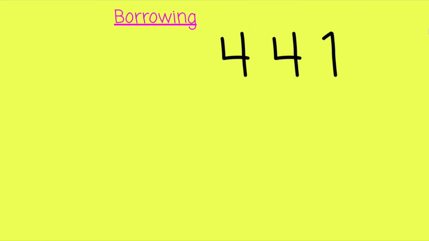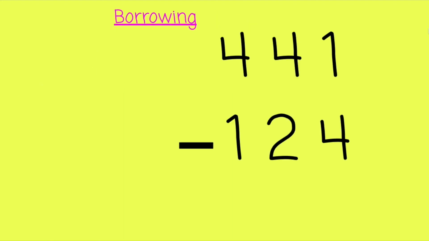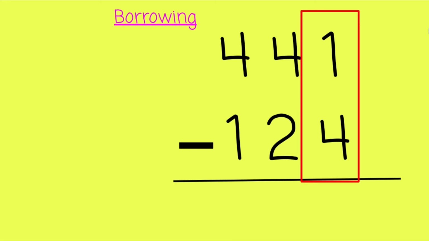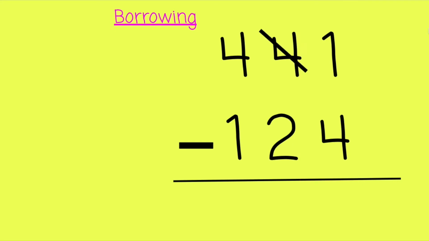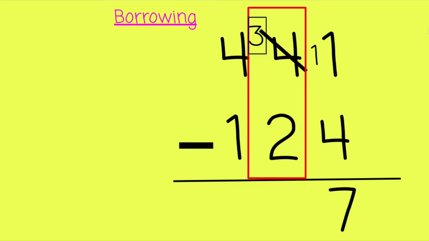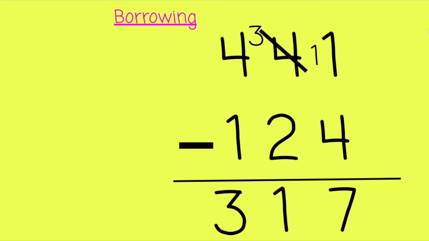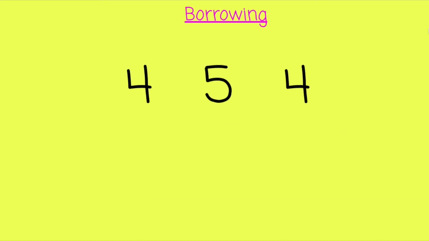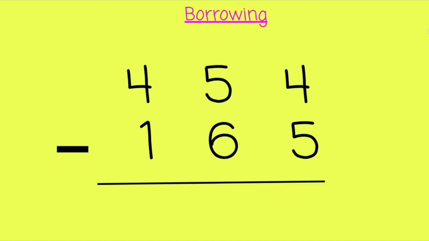Let's do some borrowing with a 3-digit number without the base 10 blocks to see if we remember. We can't take 4 away from 1 because it's greater than 1, so let's borrow a 10 from the tens column. 11 take away 4 is 7. 3 take away 2 is 1, and 4 take away 1 is 3. 317 is our difference. Sometimes you need to borrow twice.